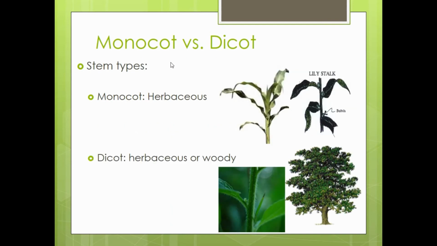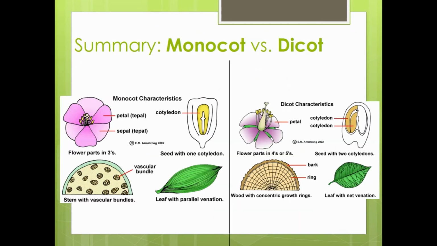They have different stem types. Monocots are herbaceous, meaning it's all like green and soft. Dicots are herbaceous or woody, like a tree. It can be like a hard stem. Monocots have petals and sepals and cotyledons. The vascular bundles are all over, and the leaves have parallel venation. That's what I talked about earlier.